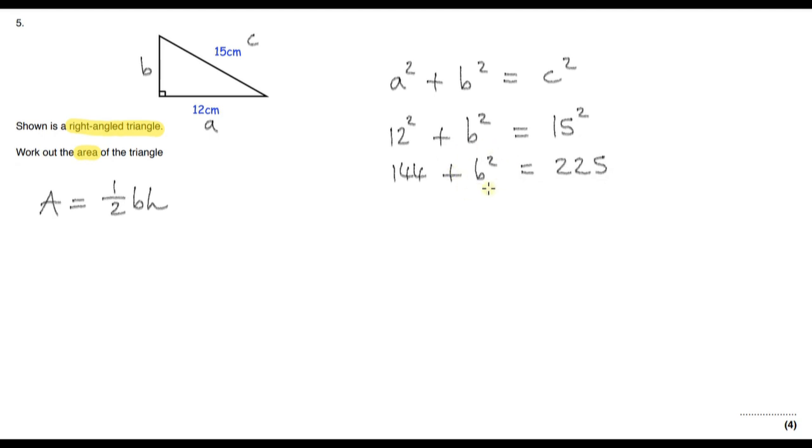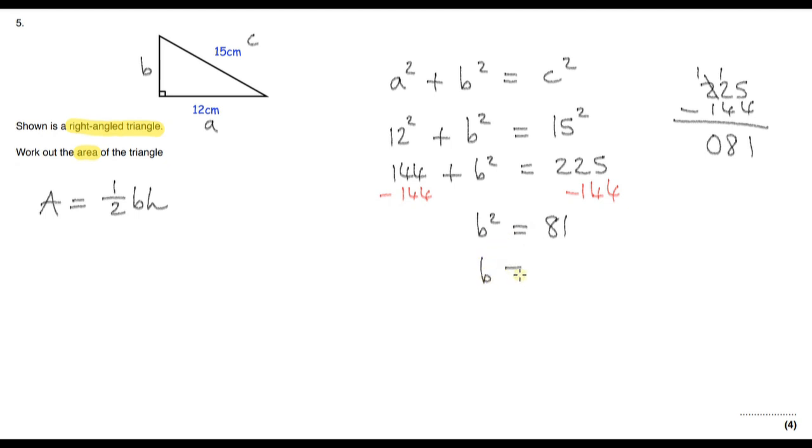Now we want to calculate B. So let's get B squared on its own first. So if we subtract 144 from both sides, what are we left with? Well, we've got B squared is equal to 225 minus 144. So let's just do it like this. 5 minus 4 is 1. 2 minus 4 we can't do, so we're going to have to borrow. So now we've got 12 minus 4 is 8 and 1 minus 1 is 0. So it's just 81, and that's nice because 81 is a square number.